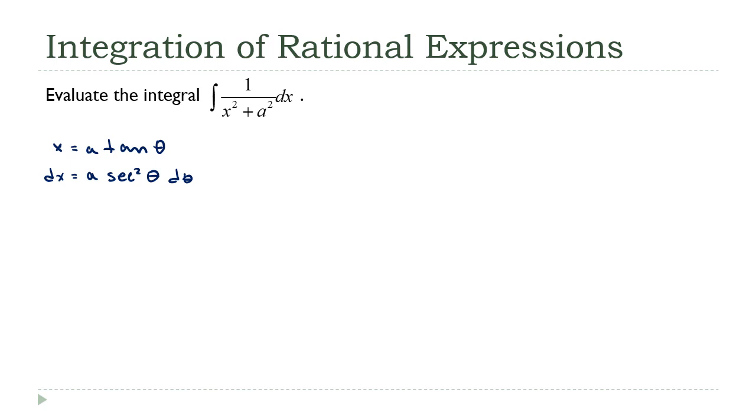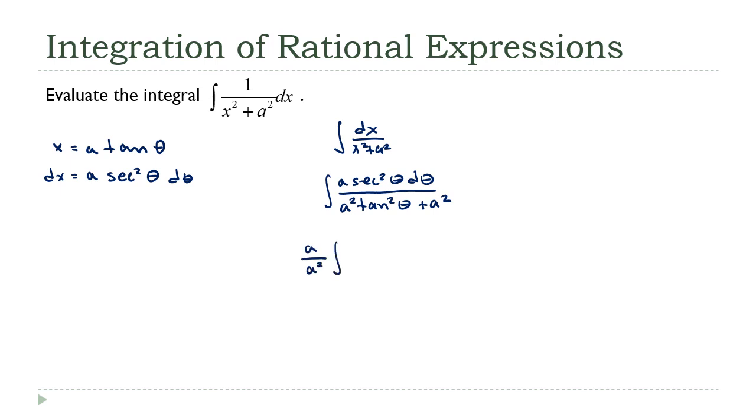All right, so when I make that substitution, this integral becomes, this is the original, dx over x squared plus a squared. So if I do these substitutions, this becomes the integral of a secant squared theta d theta over a squared tangent squared theta plus a squared. Okay, so now we can get some factoring here, right? I'm going to take that a from the top, bring that out in front, and I'm going to take the a squared from the bottom and bring that out in front of the integral as well.